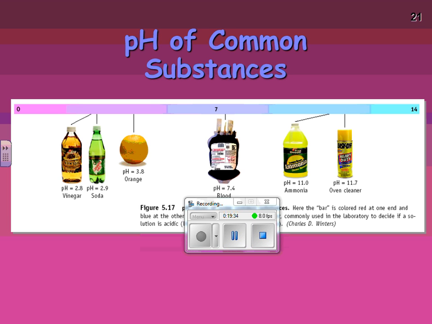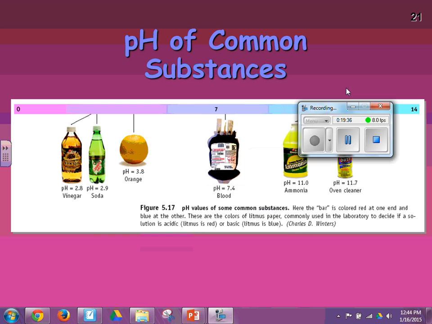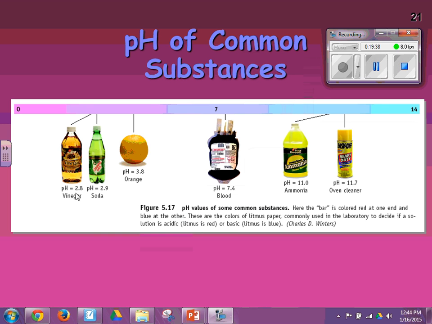Okay, so now here's a pH scale that's showing other substances. Here's vinegar, for those of you that have parents or grandparents, or even you that might drink a little bit of vinegar every once in a while. You're drinking something that's a little bit more acidic, and the premise behind that is the more acidic your blood is, the tougher it is for fungus and bacteria to grow in there.